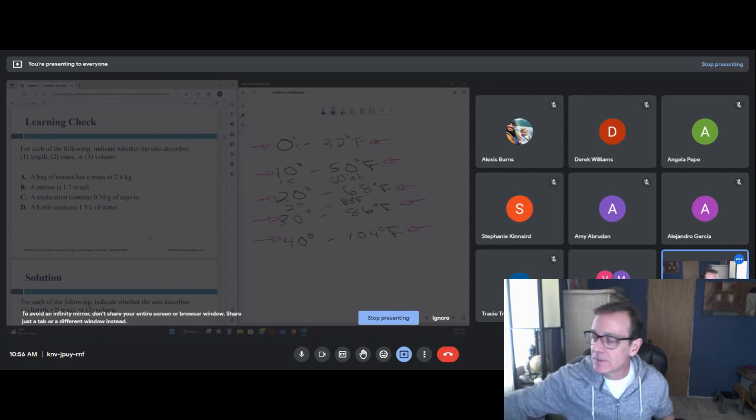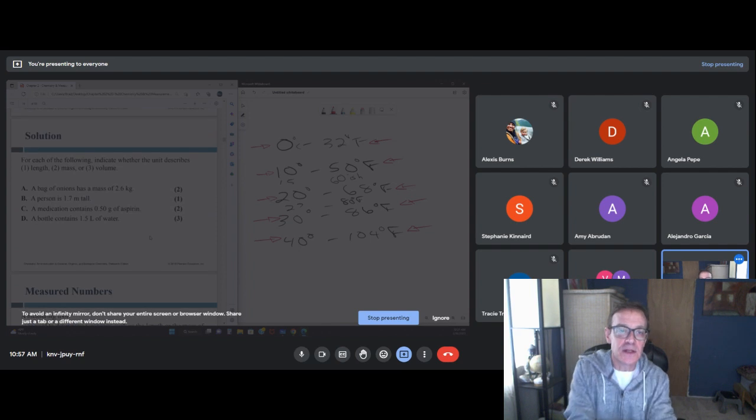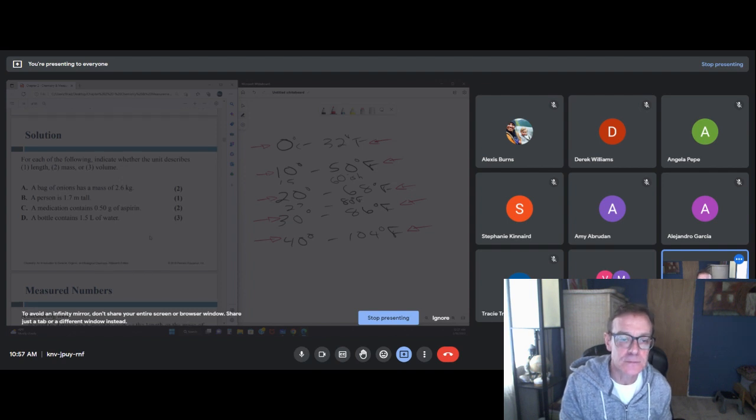And I'm not going to worry too much about this quick quiz here. Bag of onions is mass. Meters is length. Grams, again, are mass. And liters are volume. Okay.